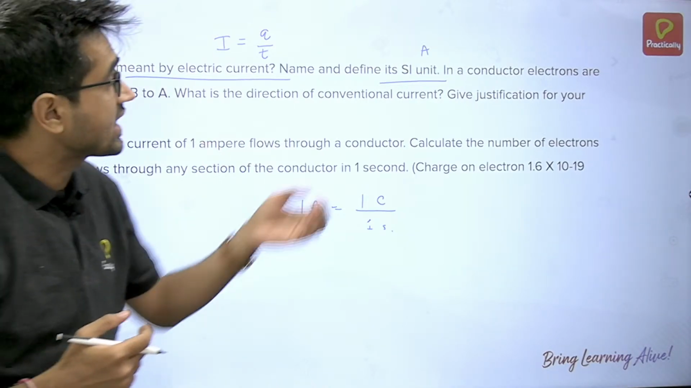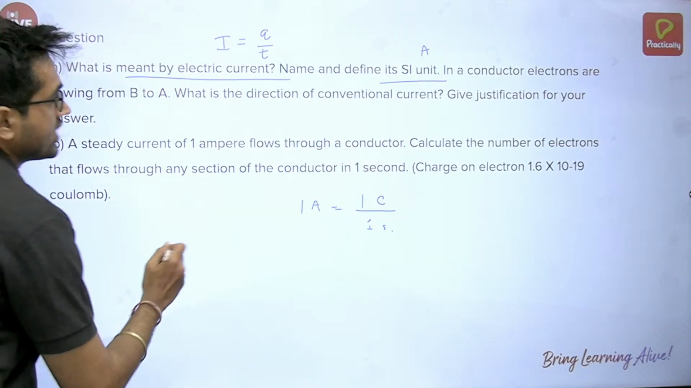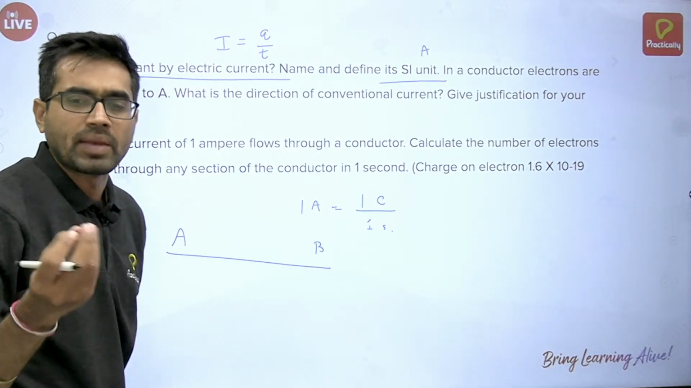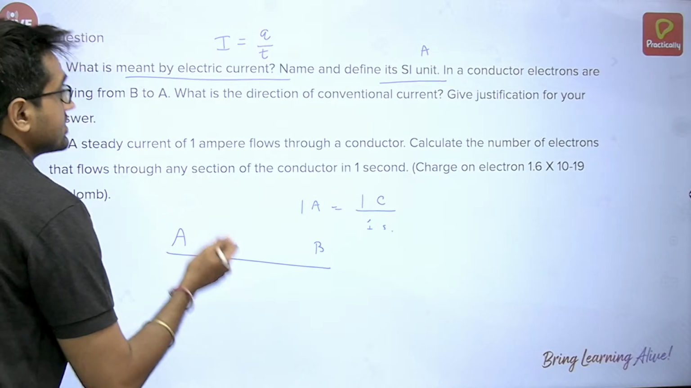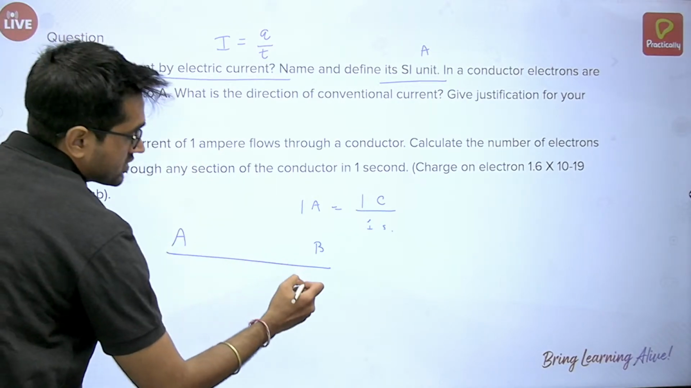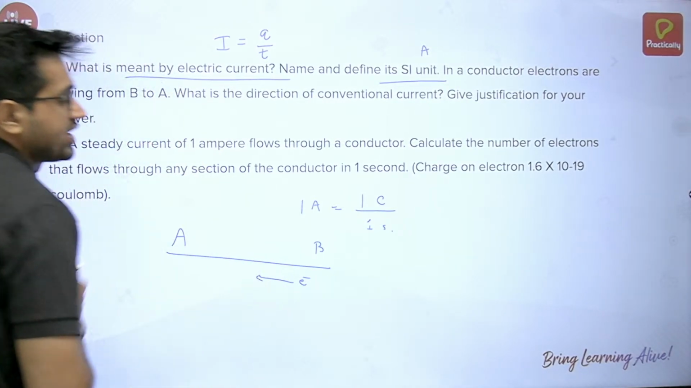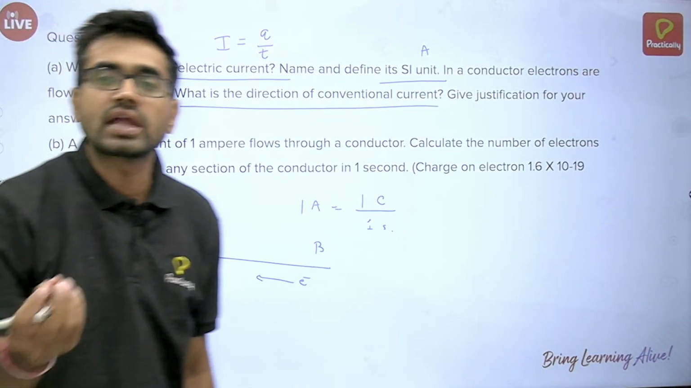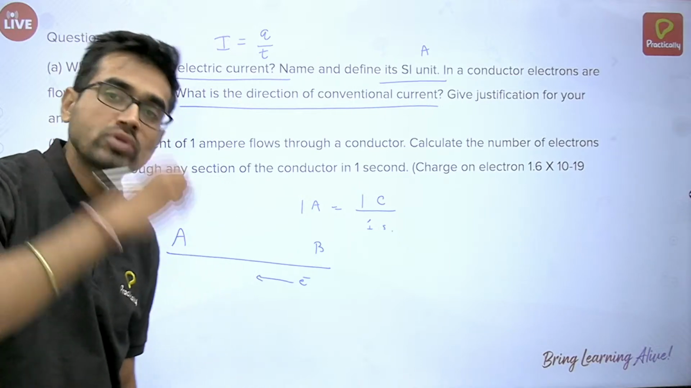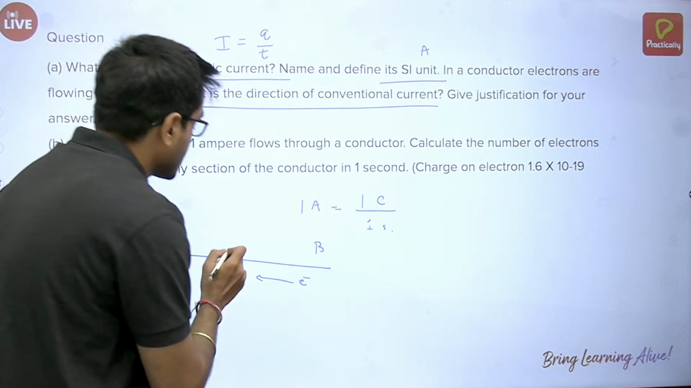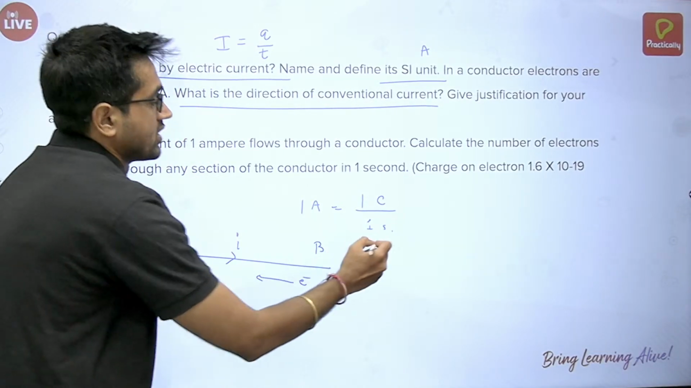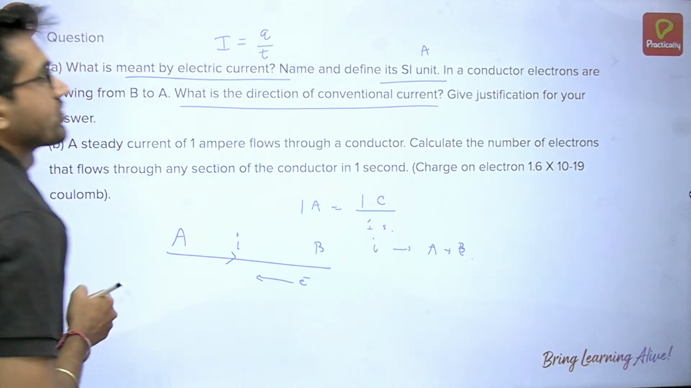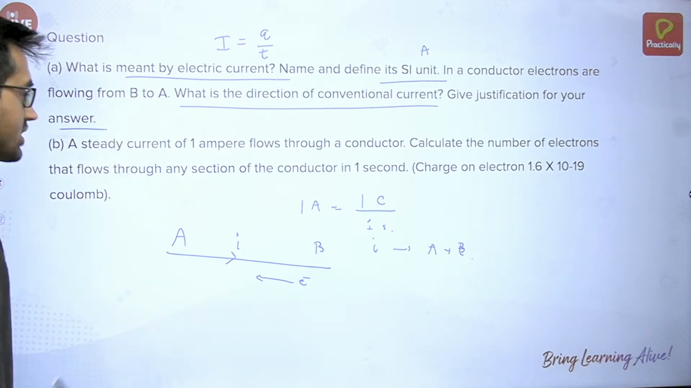Now the question is, in a conductor electrons are flowing from B to A. So let's consider that this is my conductor wire, can be a copper wire or something. The electrons are flowing from B to A. What is the direction of the conventional current? Very easy question. The conventional current is taken in the opposite direction of the flow of electrons. So the conventional current will flow from A to B. Give justification. I just gave you the same thing.